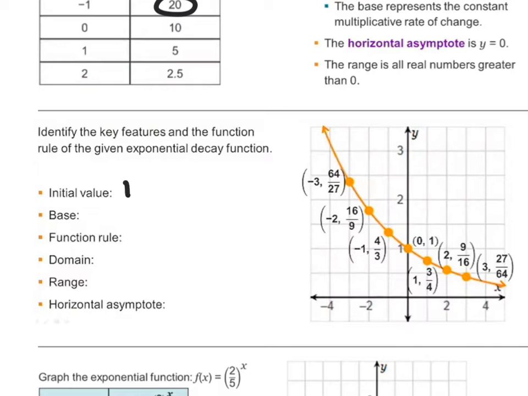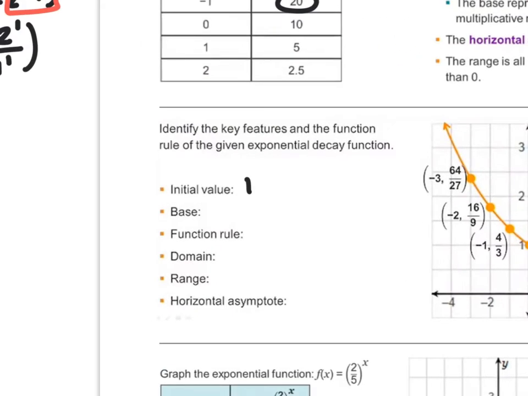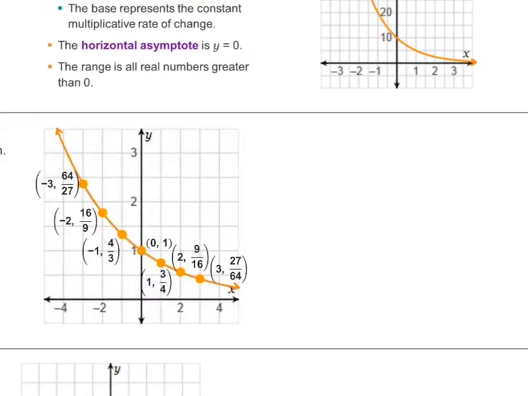Now the issue is coming up with our base, and that's that multiplicative rate of change. What I notice is I'm going to take this y value here, which is 3/4, and divide it by 1. You can do any of these numbers, but the easiest one is between x is 1 and x is 0, to take these y values and divide them. So if I take 3/4 and divide it by 1, it's just going to give me 3/4.